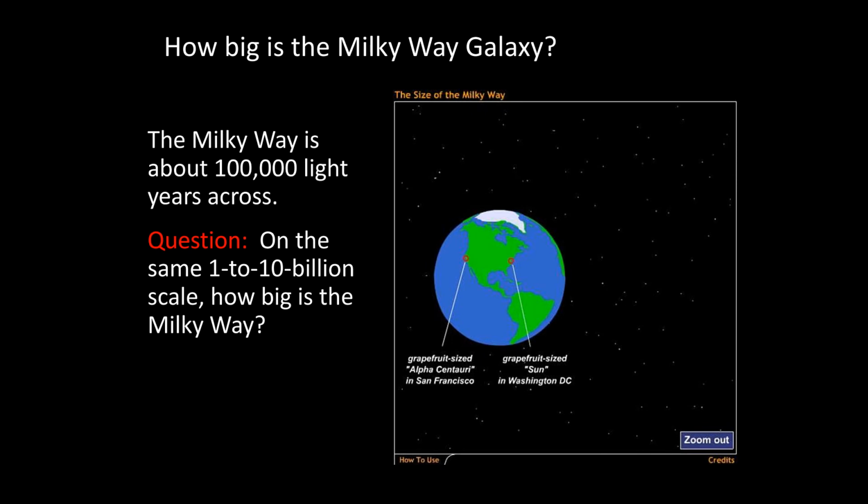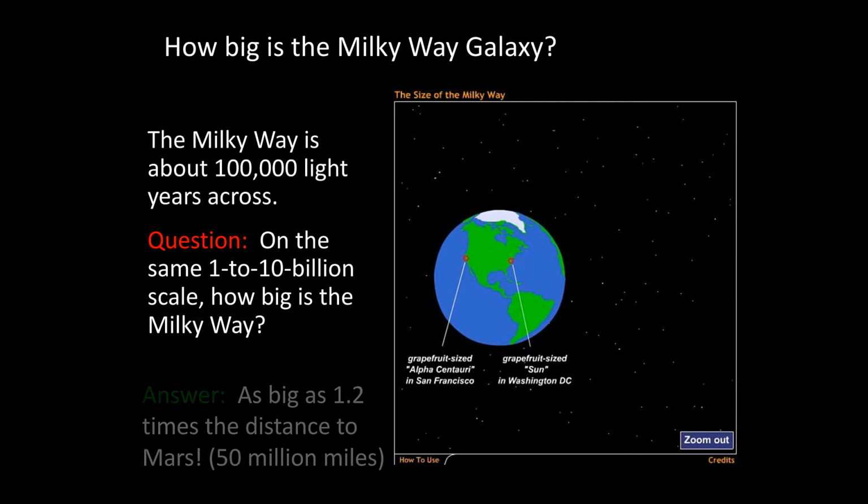All right, well, what about the Milky Way? Well, the Milky Way is 100,000 light years across. On that same 1 to 10 billion scale, how big will the Milky Way be? Well, quite big. About 1.2 times the distance to Mars, so 50 million miles.